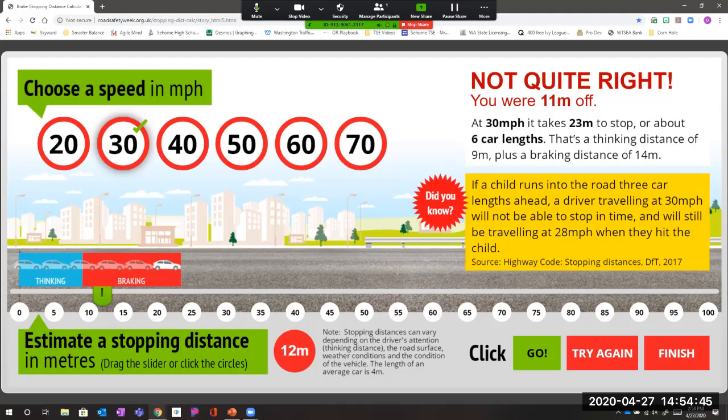If a child ran out in front of us 3 car lengths ahead, at 20 miles an hour, we would have stopped in time. Okay, it would have been a rough stop, but we would have stopped in time. If we were traveling at 30 miles an hour, we would not be able to stop in time. And this is the part that always is the most impactful: not only would we not be able to stop in time, but by the time we hit the child who was only 3 car lengths in front of us, we would still have been traveling 28 miles an hour.